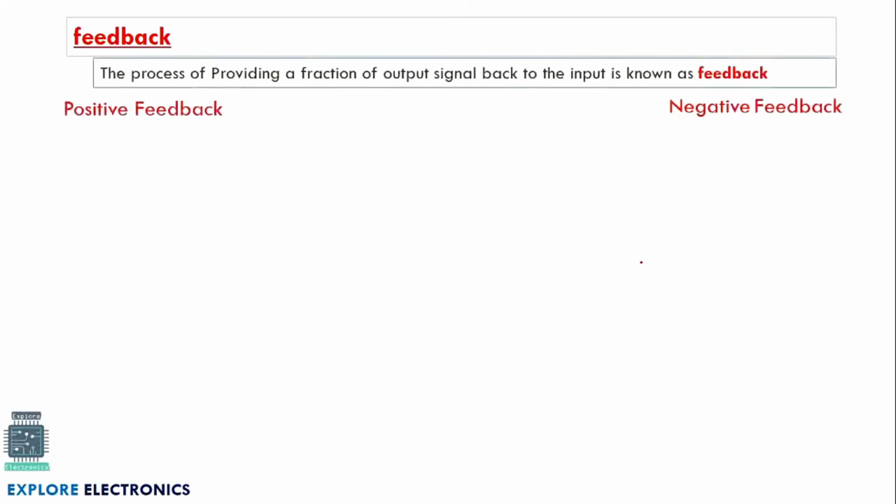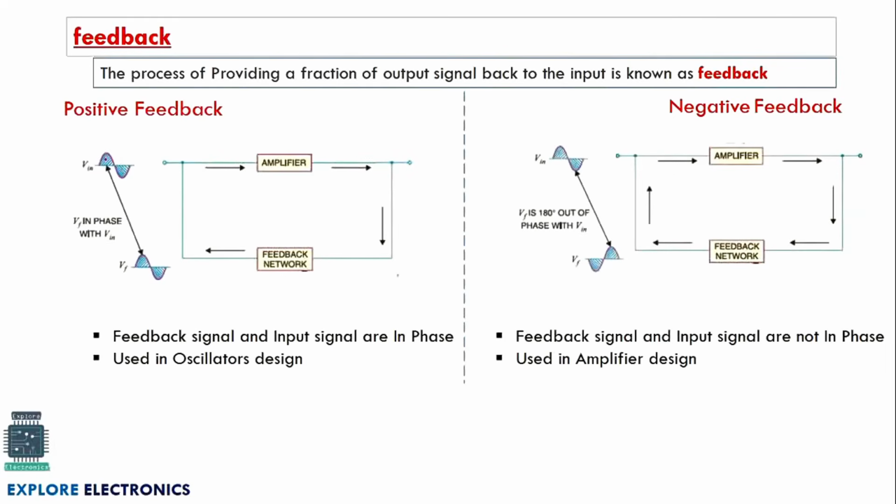So feedback is a very important concept in the design of oscillators. We know feedback is providing a fraction of the output signal back to the input of the amplifier. There are two kinds of feedback: positive feedback and negative feedback. Positive feedback is when the input signal and the feedback signal coming to the input are in phase. If the input signal and the feedback signal are not in phase, that is, out of phase, that is negative feedback. Positive feedback is used in oscillator design. Negative feedback is generally used in amplifier design.